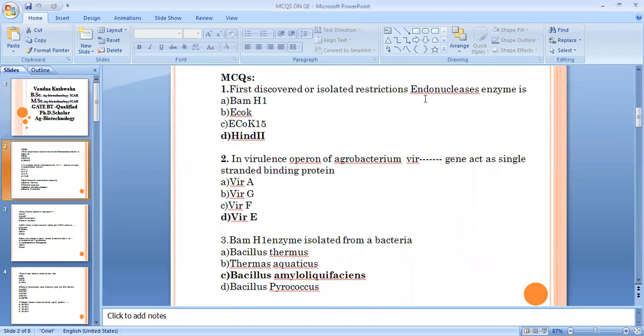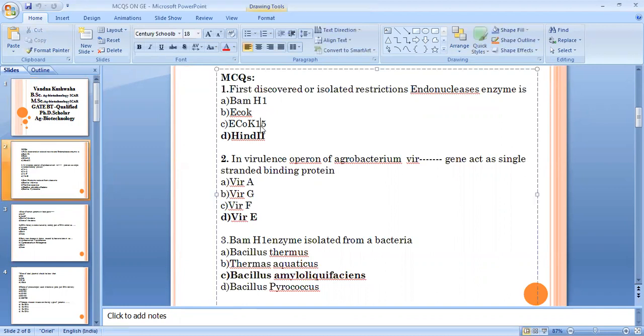First discovered or isolated restriction endonuclease enzyme is. So, your options are BamHI, EcoK15, or we can say HindII. So, right answer will be here HindII. Next question is going to you.